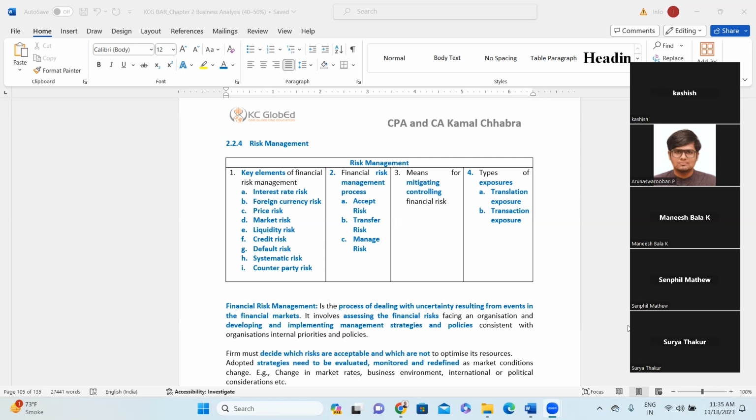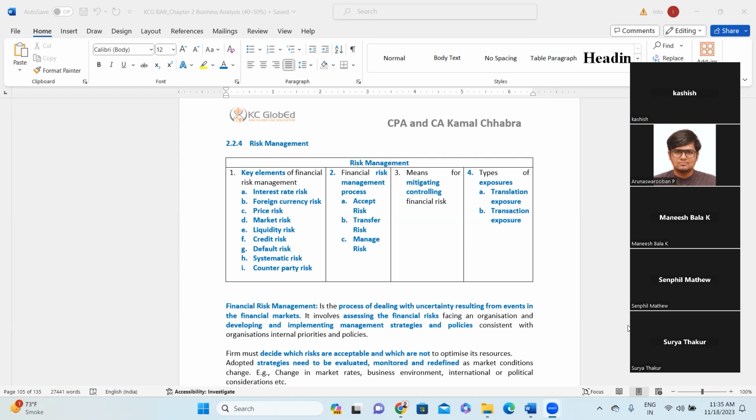So once you have identified all the risks, then what was the next step? Identifying which risks are material to the financial statement and which risks are not material to the financial statement. The risks which are not material to the financial statement, you can accept those risks, right? So the financial risk management process includes accepting the risk, second is transferring the risk, and third one is mitigating the risk, right? So you understood what risks you can accept? Clear? Yes, sir.